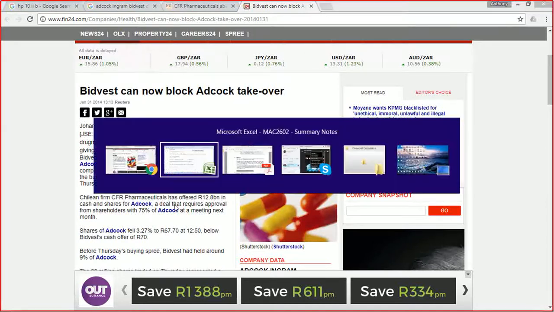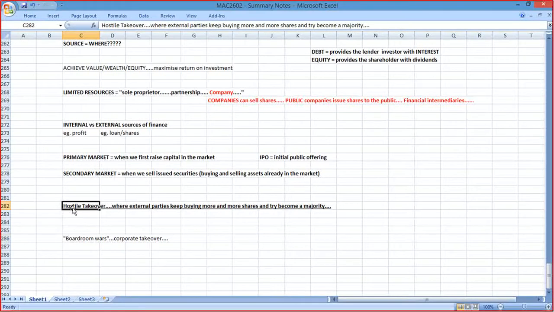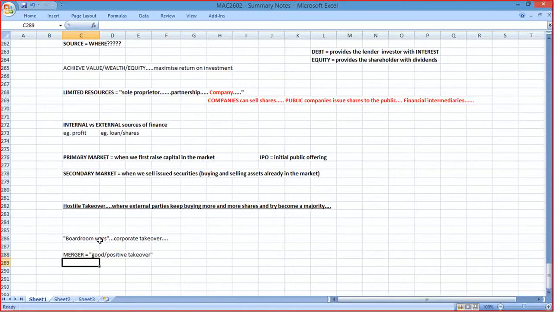But remember, takeovers aren't really good, because takeovers are more negative than positive. You'd want a positive takeover. Well, not takeover, a merger. The word merger has positive connotations. It's not referred to as a takeover; it's more like a merger or an acquisition, M&A, mergers and acquisitions.